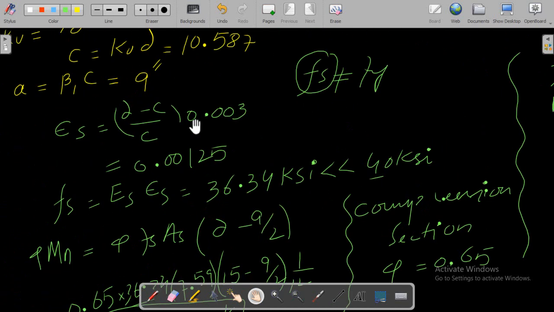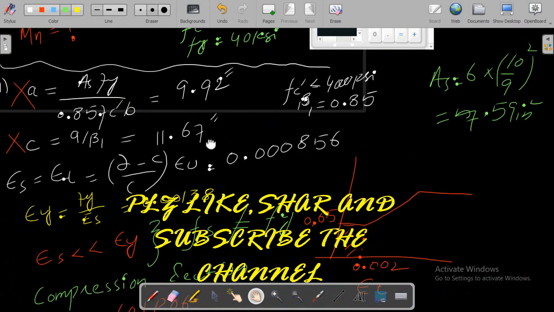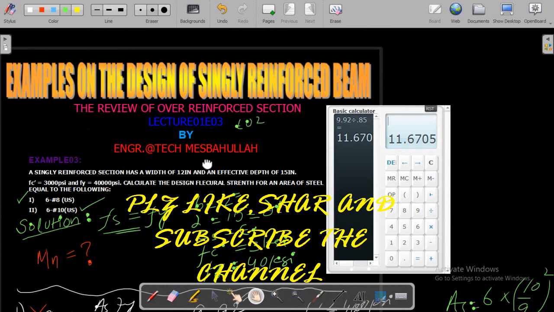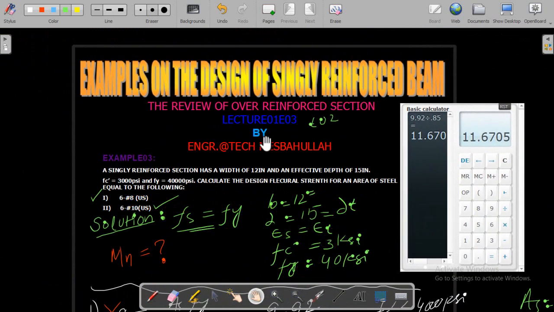So this ends this example. You see how to analyze an over reinforced section, right? When you have to face such a section, then this is the way to analyze such a section.